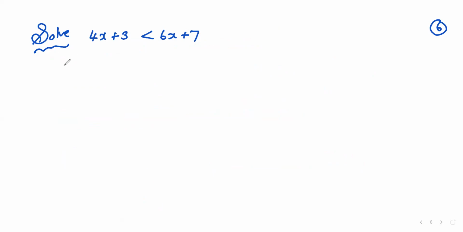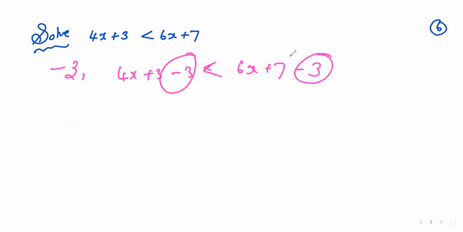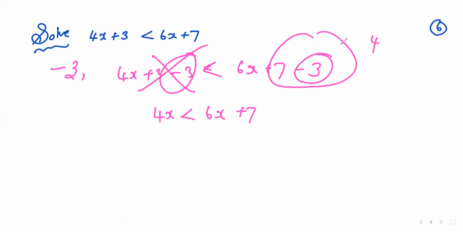4x plus 3. Make it fast. Both sides subtract 3. 4x plus 3 minus 3 is less than or equal to 6x plus 7 minus 3. Both sides we did, right? So what will come? This became cancelled. So 4x is less than or equal to 6x plus 7 minus 3, which is just 4. Yeah, 7 minus 3 is just 4, isn't it?